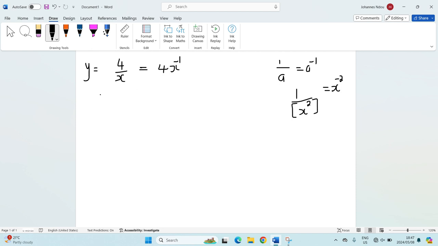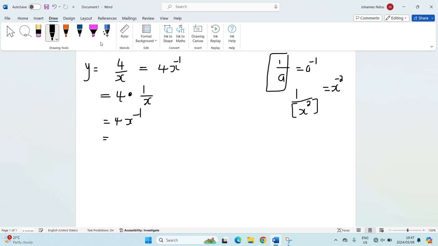Why do I do this? 4 over x can be written as 4 multiplied by 1 over x. And now look at this. 1 over a is a to the power of negative 1. And 1 over x will be x to the power of negative 1. And the answer will be 4x to the power of minus 1.